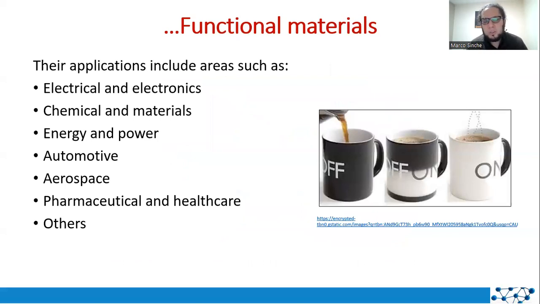The most common and classic applications of functional materials are the ones that are shown here. In the graph, we could see, for example, a jar made of certain ceramic with some additives that changes color when a hot liquid is poured into the jar. So it is very interesting, and it is an example of a modern use of functional materials.